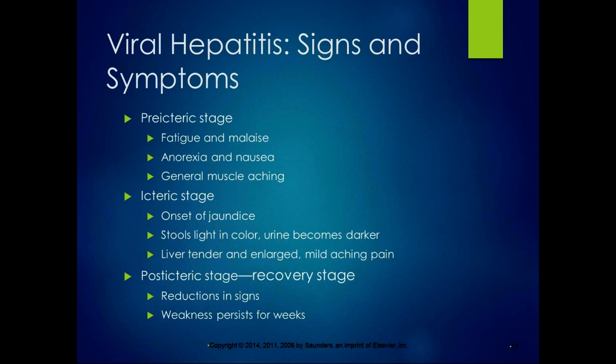So the signs and symptoms of viral hepatitis, no matter what type it is, can be fatigue and malaise, anorexia and nausea, and general muscle aches. Doesn't that sound like a lot of other things? Maybe it's the flu, maybe it's viral hepatitis, maybe it's something else. So pretty vague symptoms to begin with. Then you get the onset of jaundice, the light-colored stools, and urine becoming darker because of the intrahepatic jaundice. The liver is tender and enlarged, and you get a mild aching pain. In the recovery stage, you get reduction in signs, and weakness can persist for weeks with viral hepatitis.